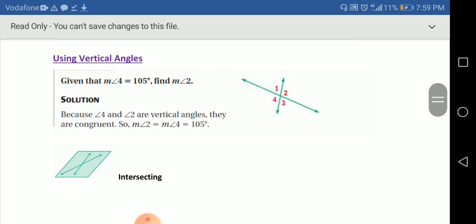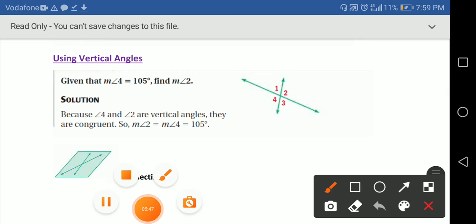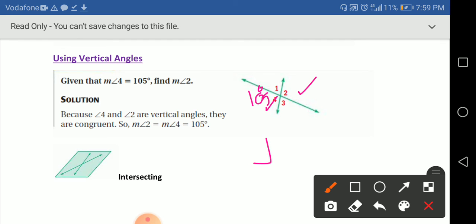So focus. Using vertical angles, let's see here. Given that the measure of angle 4 is 105. This is 105, the measure of angle 4. Find the measure of angle 2. So I will say that the measure of angle 2 is congruent to the measure of angle 4. Why? Because they are vertical opposite angles. So it will be the same, 105.